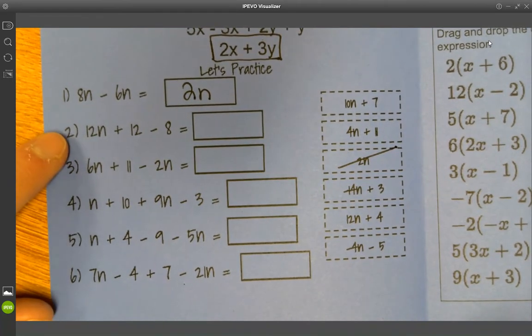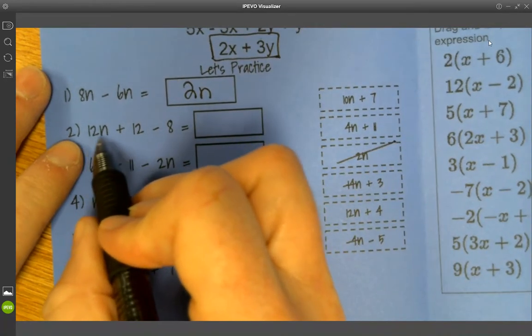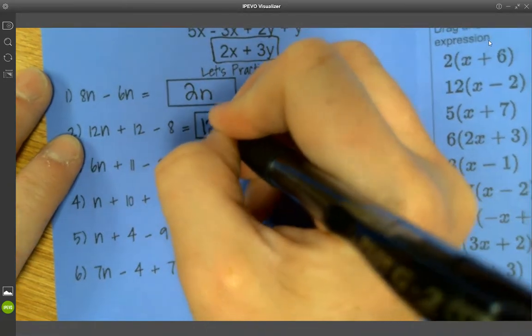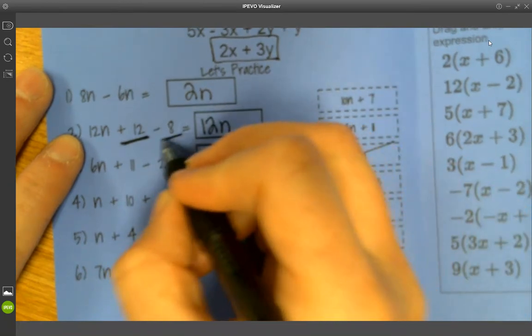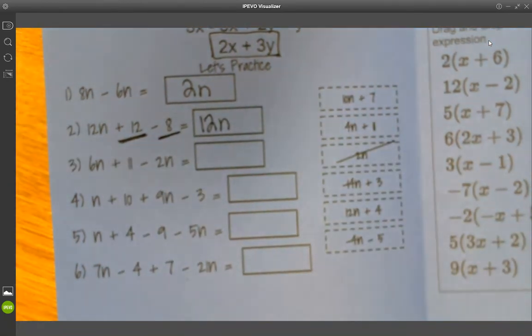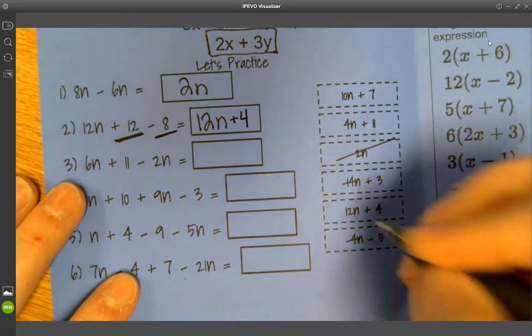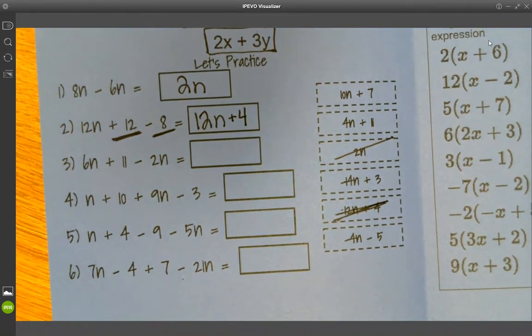Already used it. 12n plus 12 minus 8. I can't combine 12n with anything. It's by itself, so I'm just going to rewrite it. But then I have a positive 12 and a negative 8. So I have 12 minus 8. Yep, it's 4. All right, so I'm going to give you a couple minutes to work on this on your own now.